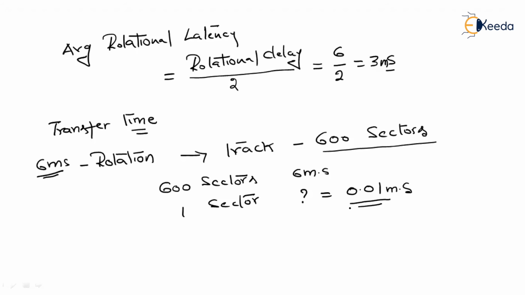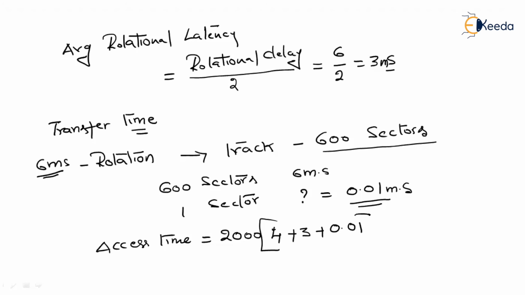So for one sector, it will take 0.01 milliseconds. Now access time is equal to 2000 into seek time, which is 4, plus average rotational latency, which is 3, plus 0.01. That is equal to 14,020 milliseconds. This is the answer.